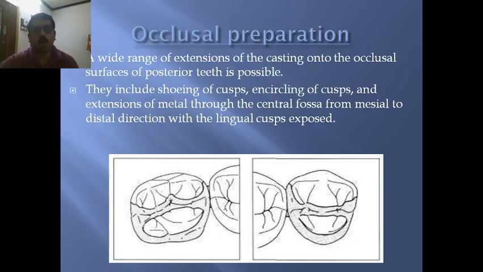Now let's see the occlusal preparation. We can give a wide range of extensions on the occlusal surface of the posterior teeth. They can be shoeing of the cusp, encircling of the cusp, or extension of metal through the central fossa from the mesial to distal direction with the lingual cusp exposed.